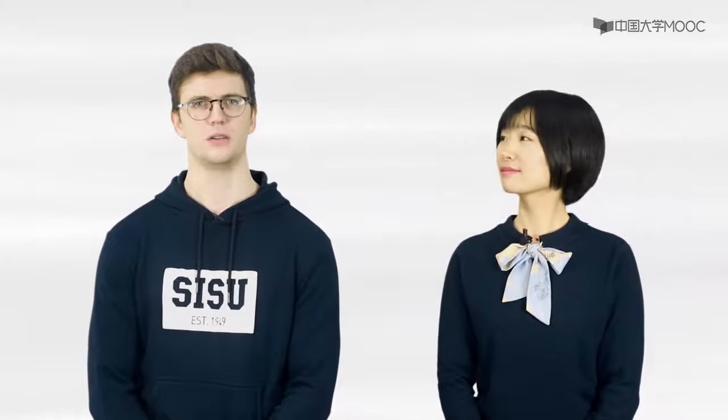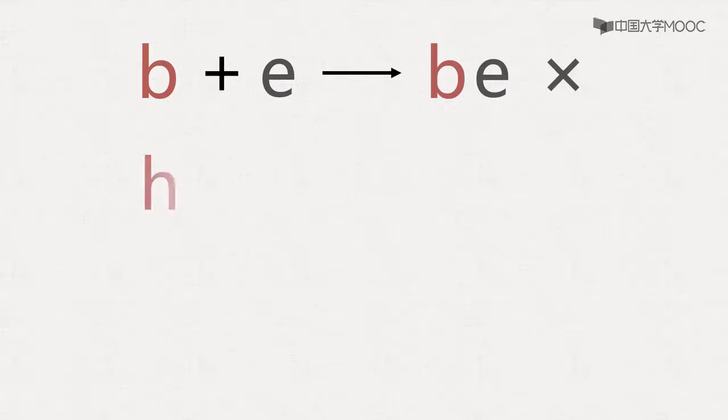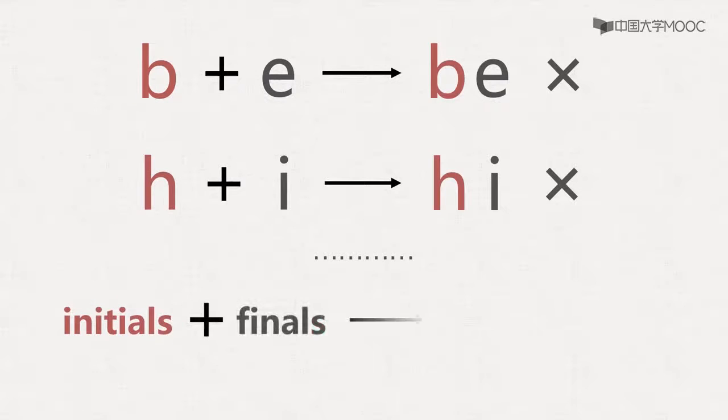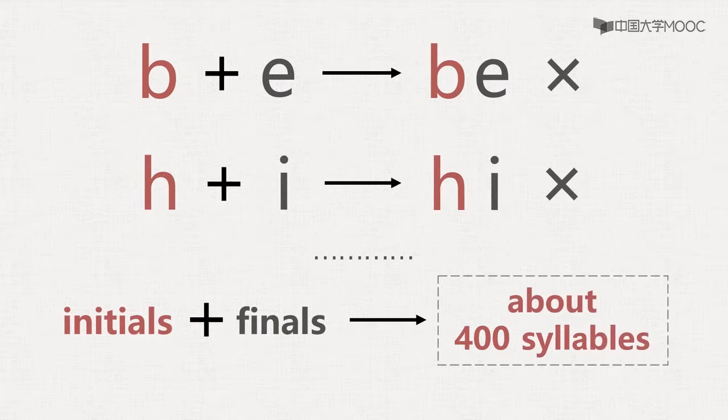21 initials and 38 finals. Wow, so there can be about 800 syllables in Chinese. No, actually not that many. Some initials and some finals cannot be combined together. For example, b cannot combine with a. According to certain rules, all these initials and finals can actually form a total of about 400 syllables.